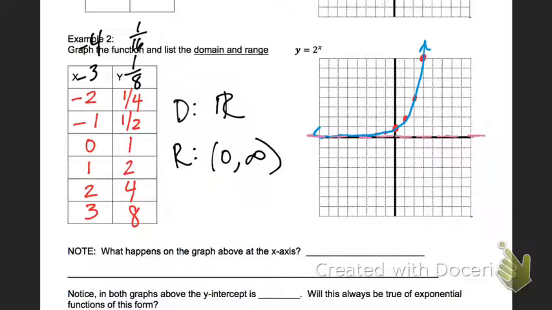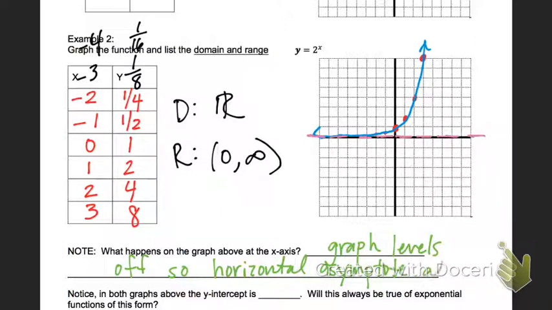So what do we notice about what happens on the graph above the x-axis? It curves. And what did we notice about where there is a horizontal asymptote? 0. So the graph is approaching 0. We could say that the graph levels off. So we have a horizontal asymptote at y equals 0, because it is a horizontal line.